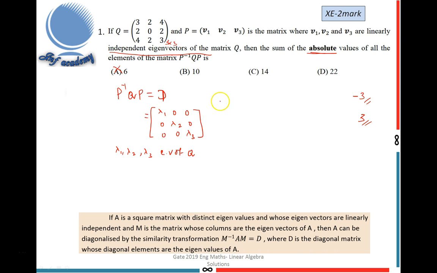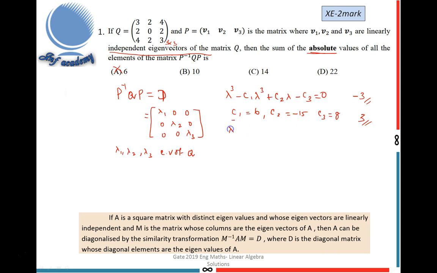How to find the eigenvalues? First I find the characteristic equation. Next I solve this characteristic equation, and I can get the eigenvalues of Q. What is the characteristic equation? Lambda cube minus C1 lambda square plus C2 lambda minus C3 equal to 0, where C1 equals the sum of the principal diagonal elements, that is 3 plus 3, 6. C2 equals the sum of the minors of order 2 of the principal diagonal elements, that is minus 15. C3 equals the determinant of A, that value is 8.